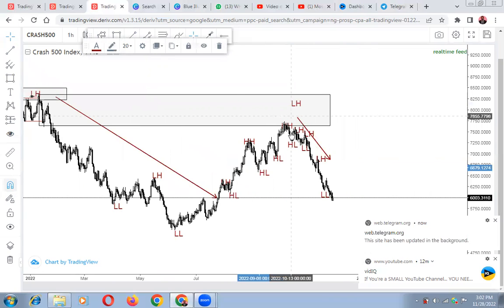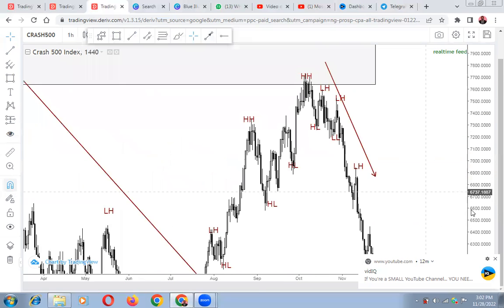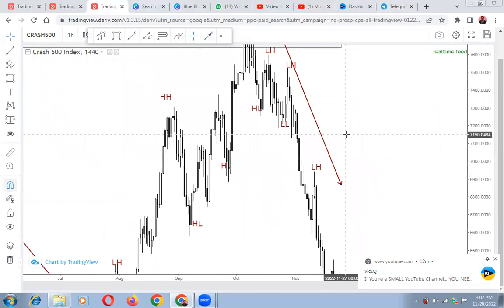Now let's find out when price came to this lower high, what did price do? Because we caught this on the Telegram channel. I dropped this and then we caught this.